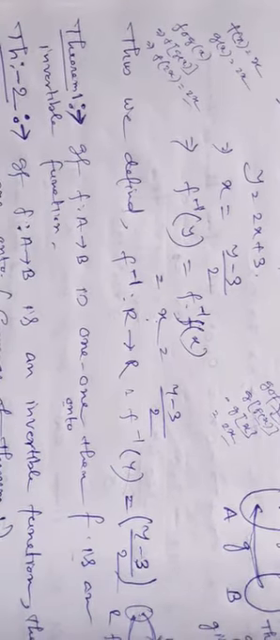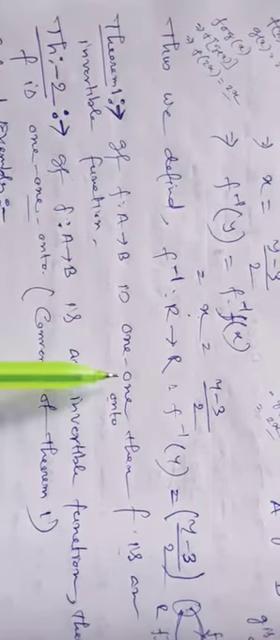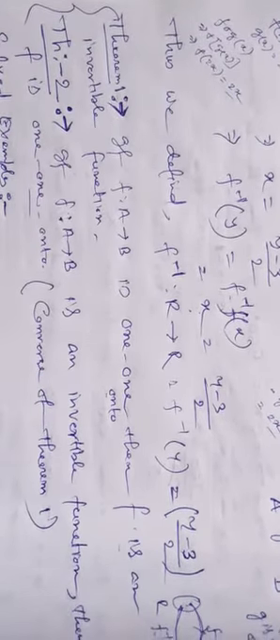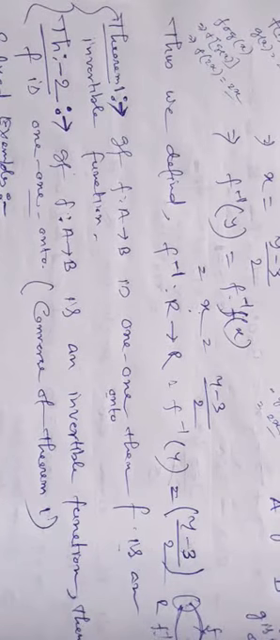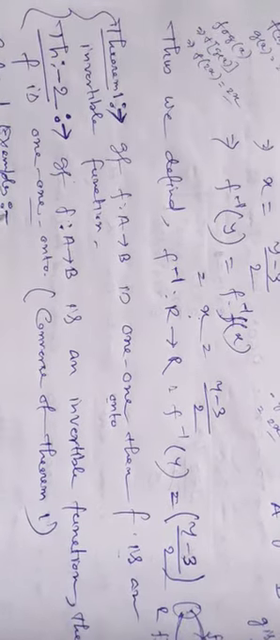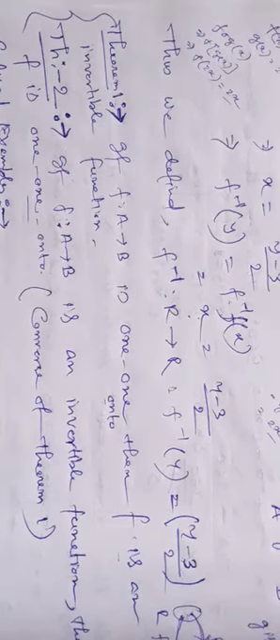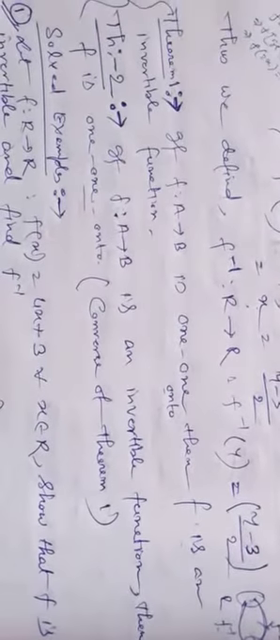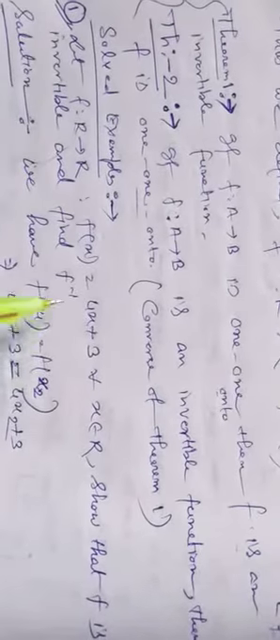So this is the first theorem, and next comes the second theorem. The second theorem is the converse of the first theorem. It means if a function is invertible, then it will be 1-1 and onto. So by applying these two theorems, we have to solve many questions of R.S. Agarwal math book.